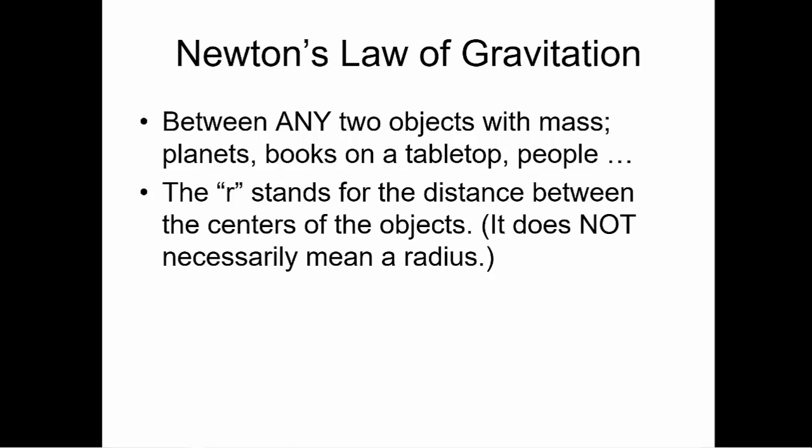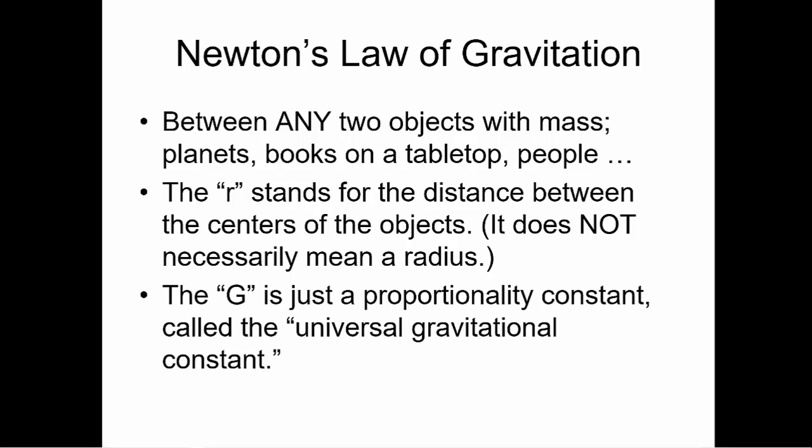The r stands for the distance between the centers of the objects. It does not necessarily mean a radius, although sometimes it is, and we're going to look at some examples where it does happen to be a radius. If you're talking about the force between the Earth and the Moon, it's the distance from the center of the Earth to the center of the Moon. So that's not the radius of the Earth or the Moon, it's the radius of the Moon's orbit. And then the G, just a proportionality constant. You could invent units where G would have a value of 1.